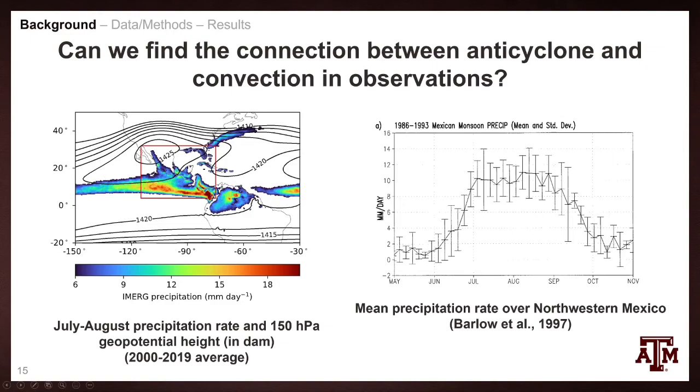The left plot here is a closer look at the anticyclone. Here I plotted the 150 hectopascal geopotential height, so clearly you can see the anticyclone here. And the color values are the precipitation rate from IMERG, which is a satellite data set based on GPM, the Global Precipitation Mission. Over northwestern Mexico, which is here, the precipitation is pretty high and steady during July and August, as you can see here. So this may serve as a quasi-steady heating source for the anticyclone, and we would like to try and show the connection between convection inside this domain and the circulation over North America.